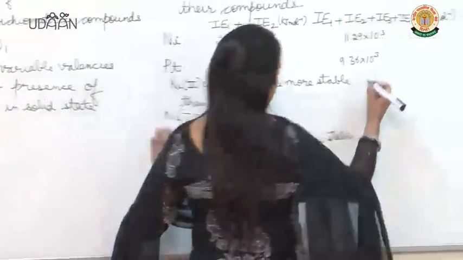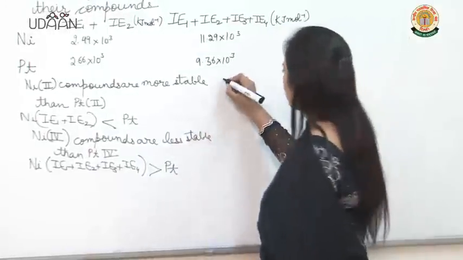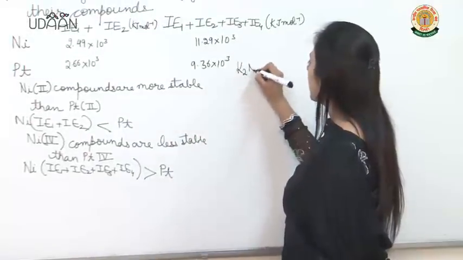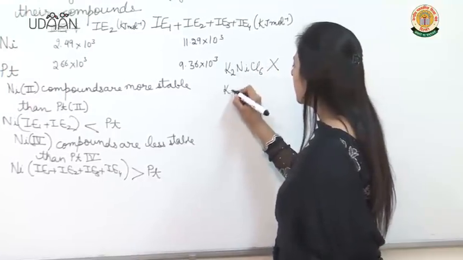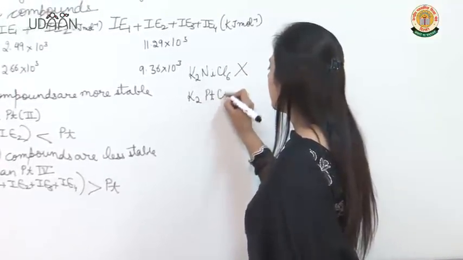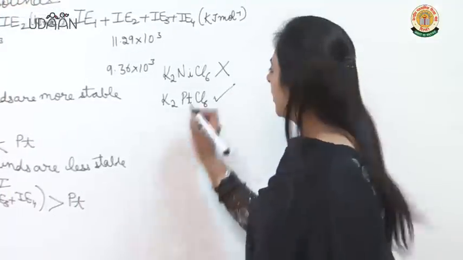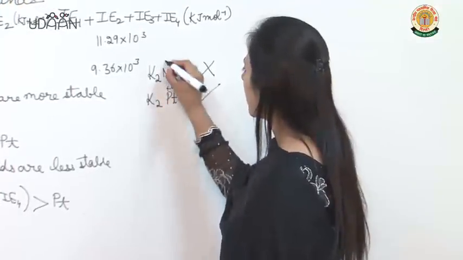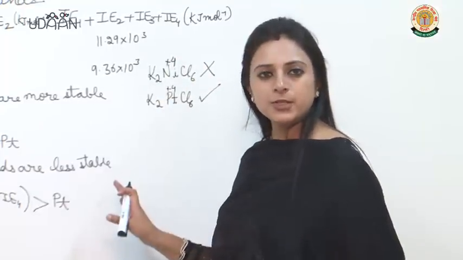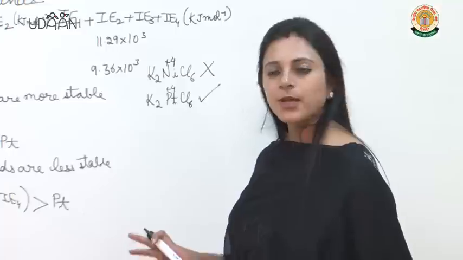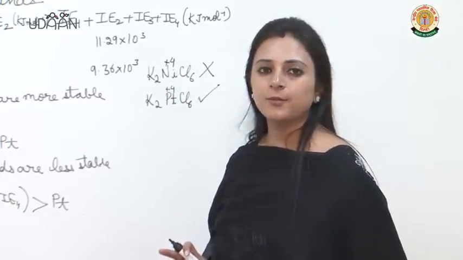Now, from here comes an important consequence, that is K2NiCl6 does not exist, but K2PtCl6 exists. Why? Because here platinum is +4 and here nickel is +4, and platinum की +4 oxidation state is more stable as compared to the +4 oxidation state of nickel.